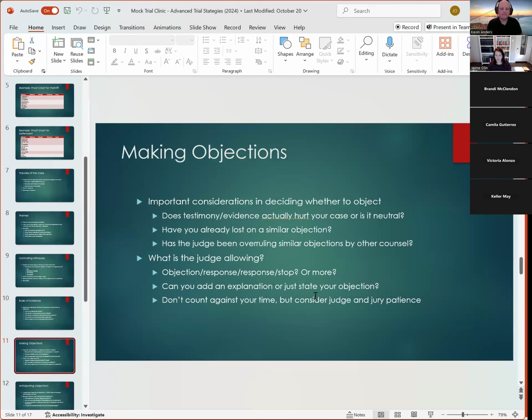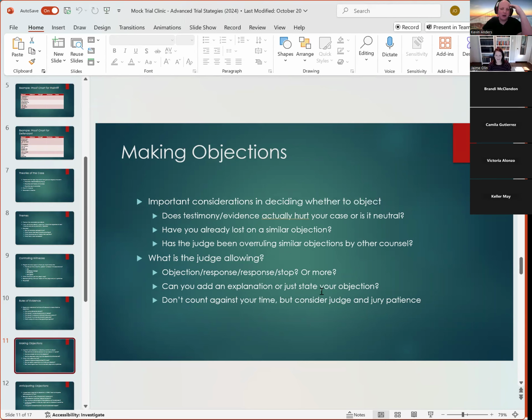Okay, let's go on to objections. And actually, Kevin, let's start with you, and then I'll give my perspective as well. In mock trial, what are your general impressions of objections and how students handle them when you're a presiding judge? You object too much. That's where it starts.